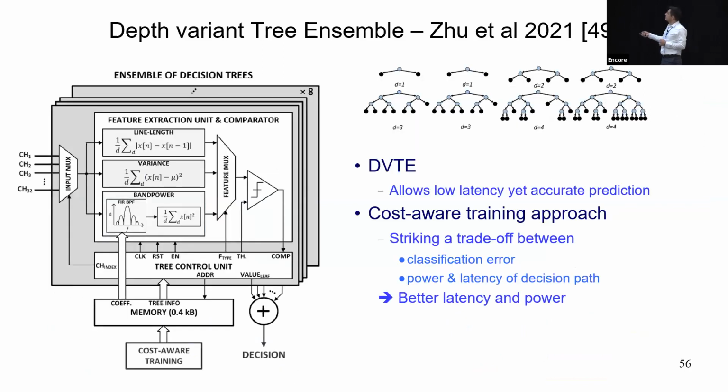This is another example of decision tree classifiers where the authors use depth variant tree ensembles, using trees of different depth, and that allowed them to do a cost-aware training approach, where they could strike a trade-off between two different optimization tasks: minimizing the classification error, but at the same time minimizing the power and latency. Generally, while they were trying to minimize the classification error, they were trying to make sure that the easier decisions are made mostly with the shallower trees, so that they can get less power and less latency.